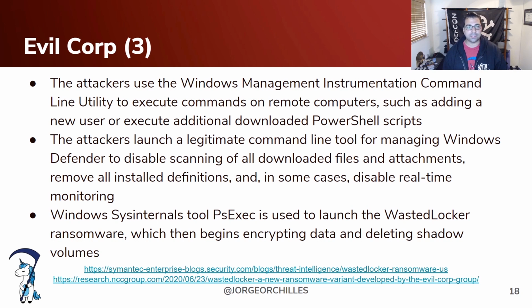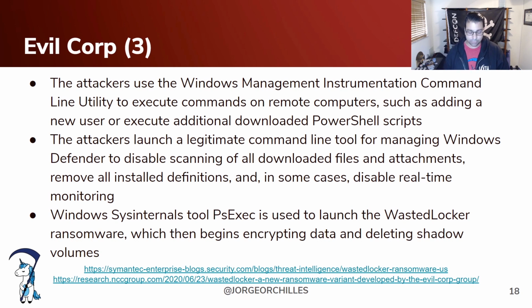In the event that this malware they were using would get caught, they would disable this part. That's another MITRE ATT&CK TTP. And then lastly, they would use PsExec to move laterally and deploy the WastedLocker ransomware, which begins the encryption process and would also delete the shadow volume.